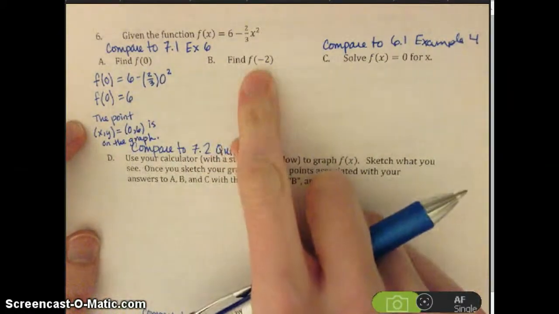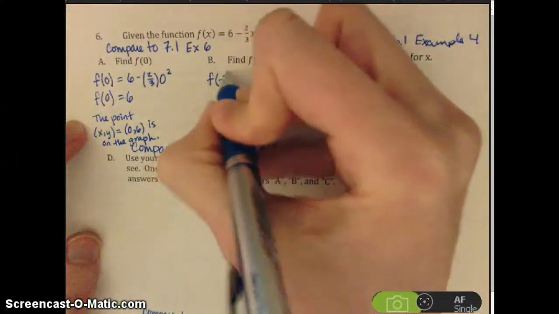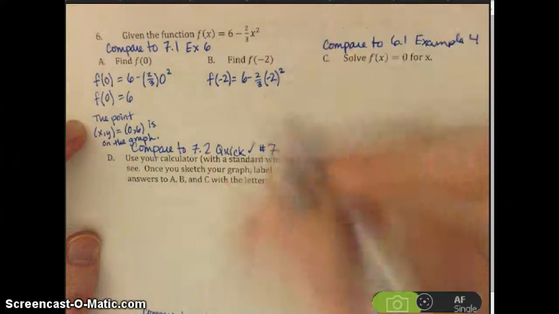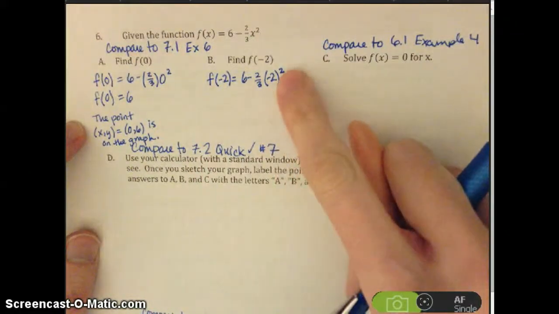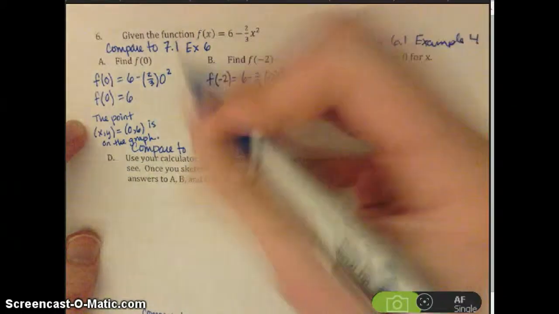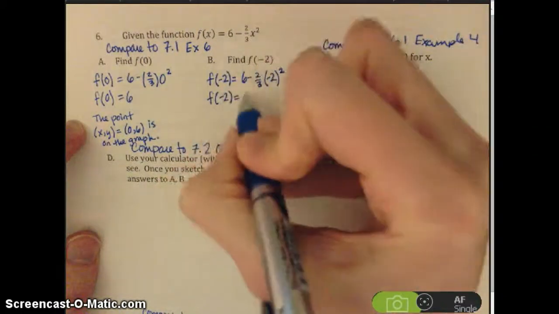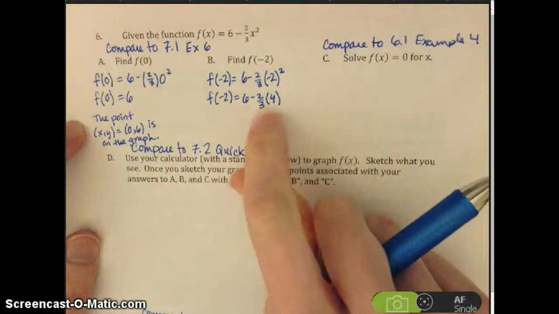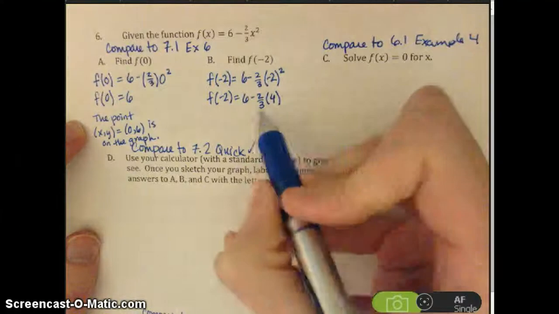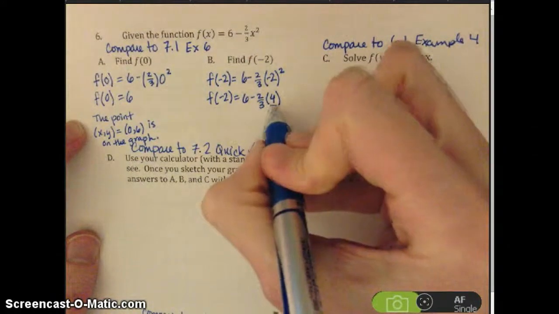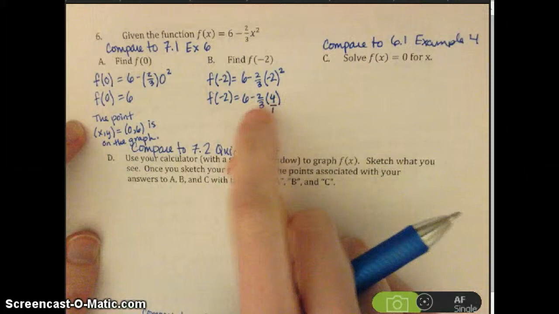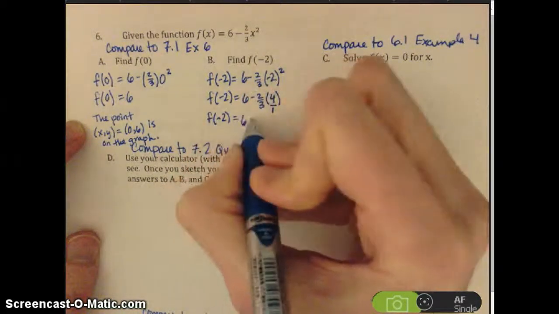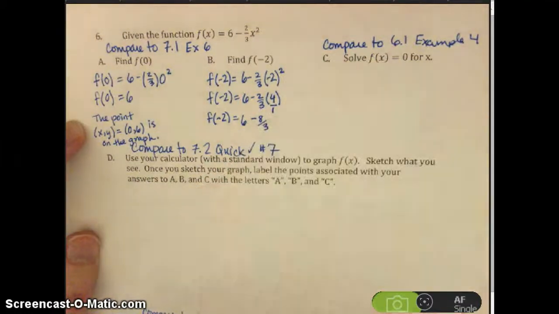Okay, part B, find f of negative 2. Order of operations says I've got to do negative 2 squared, which is 4. And then I've got to multiply 2/3 times 4, which is, I can change this whole number into a fraction, and multiply straight across the top and straight across the bottom. So f of negative 2 equals 6 minus 8/3.